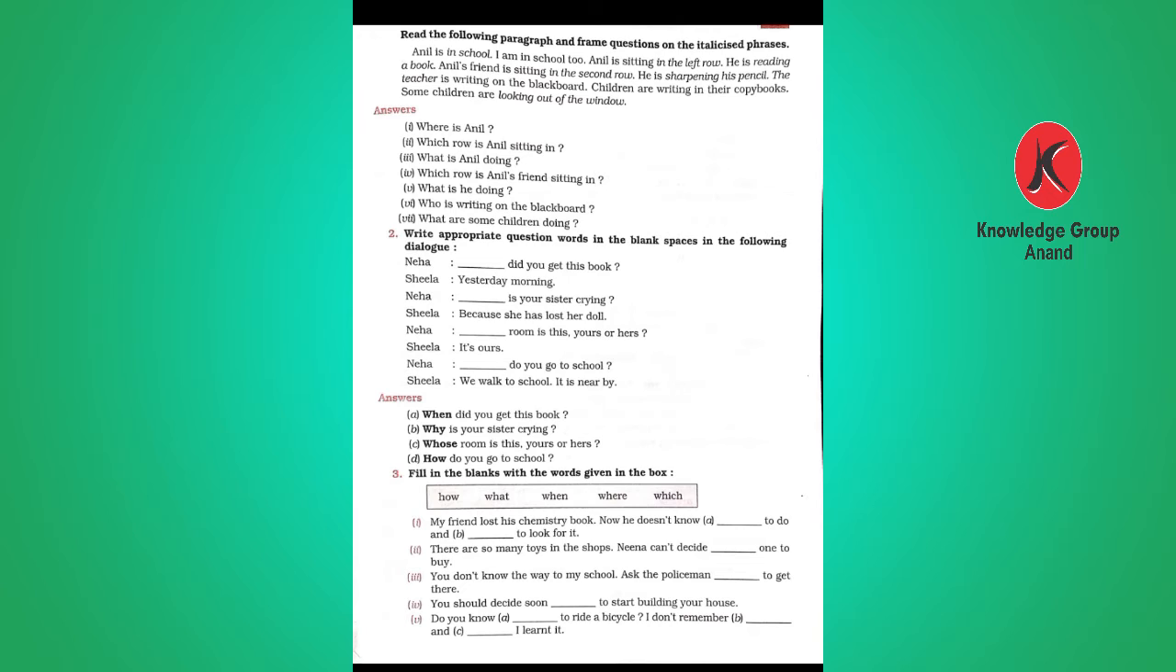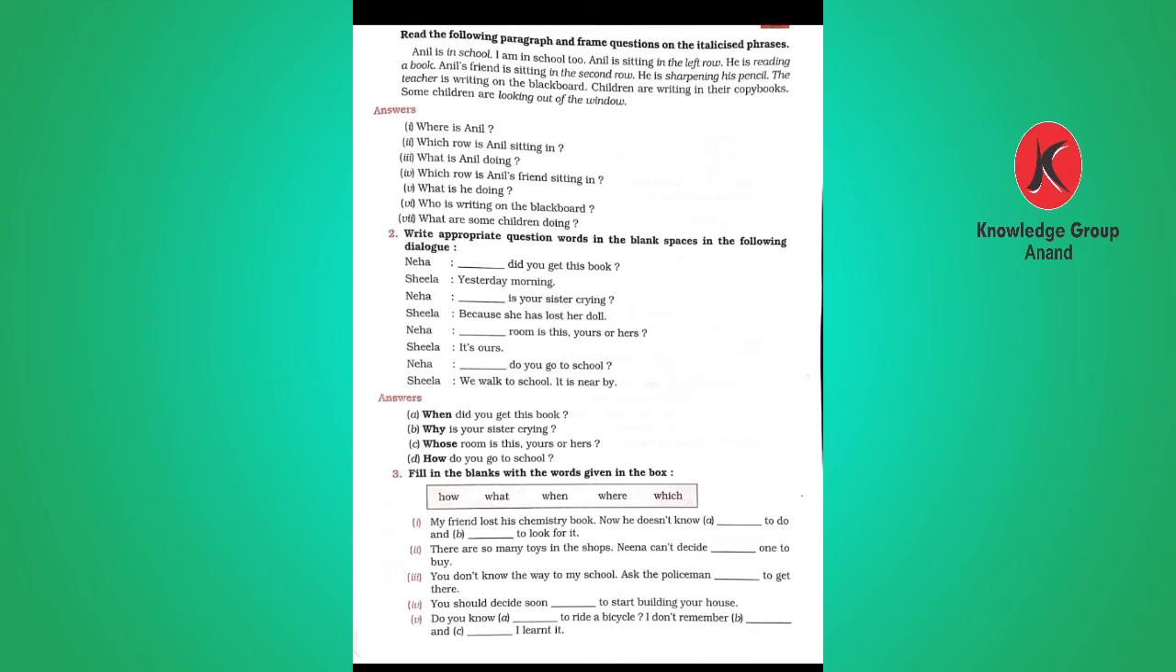Number 4 we have already done. You should decide soon when to start building your house. Number 5: do you know how to ride a bicycle? I don't remember when and where I learned it.